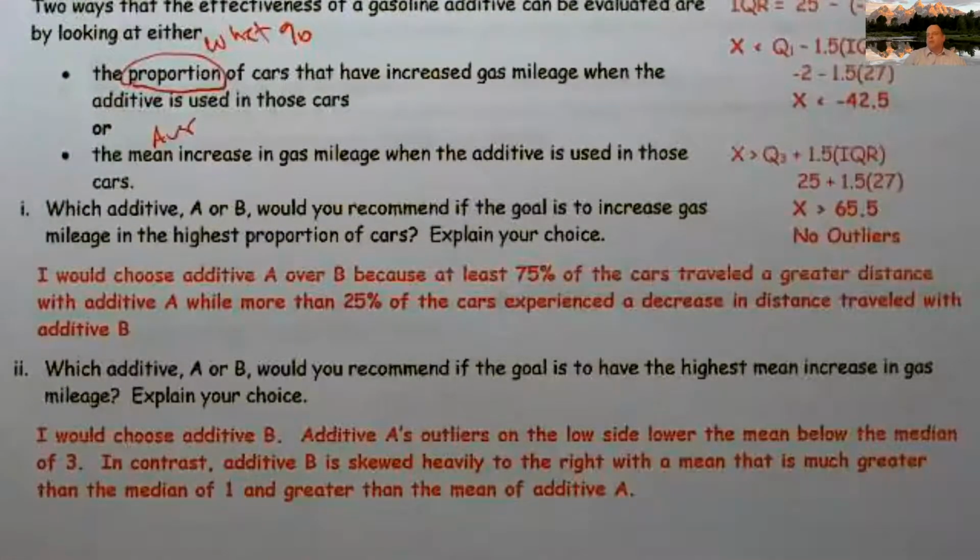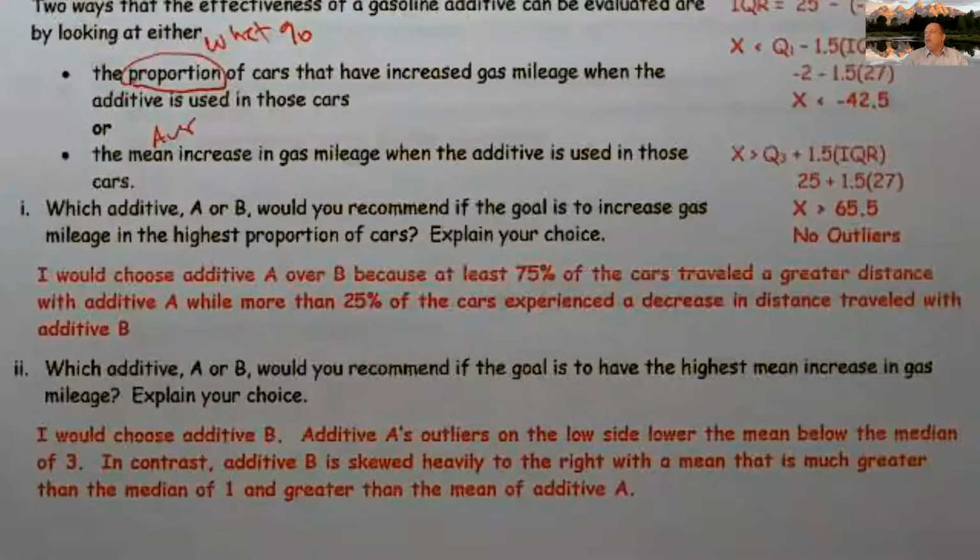I answered the question. No context, no points. Then I go on. Additive A's outliers on the low side lower the mean below the median of 3. In contrast, additive B is skewed heavily to the right with a mean that is much greater than the median of 1 and greater than the mean of additive A. All right, so that would be my justification.